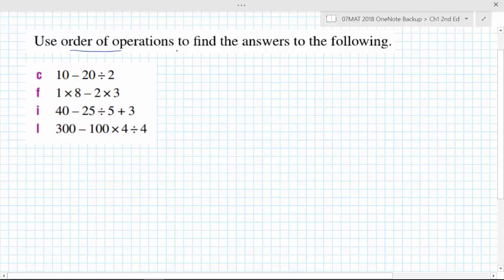It wants me to use order of operations to solve the following. So let's look at C. Okay, so with C, I have 10 take 20 divided by 2.